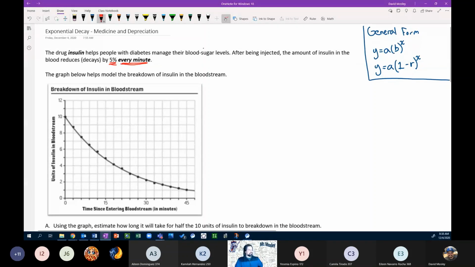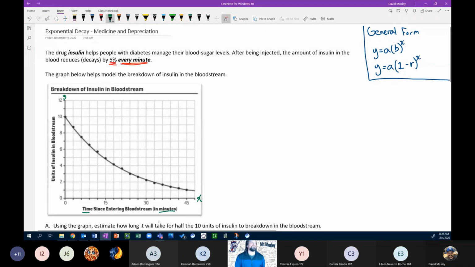Now, if we go back to our example, we have our drug insulin. It decays at a rate of 5% every minute. Our graph here helps model the breakdown of insulin in the bloodstream. So we have this graph. Y shows the units of insulin in the bloodstream, and we have our exponential decay curve going down here. And then we have time on the x-axis in minutes.